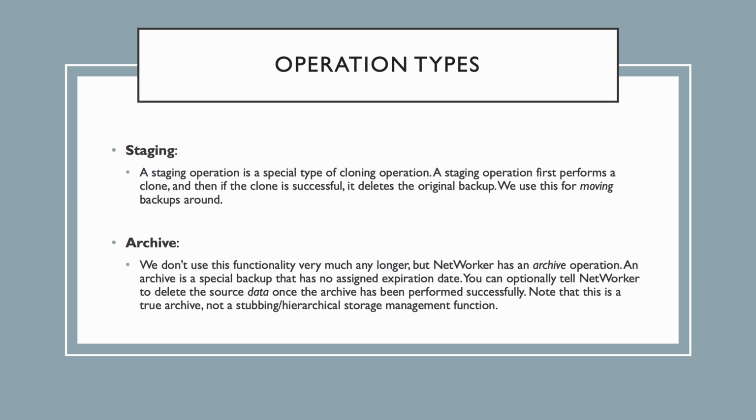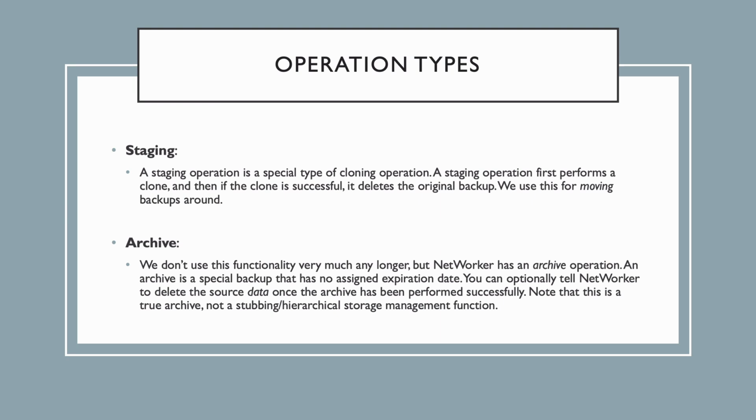There is one other type of operation I'll mention, but we're not going to spend a lot of time on in these videos, and that's the archive operation. An archive in NetWorker is a special backup that's written without an expiration date. That is, you're telling NetWorker you expect to basically keep this backup forever, so to speak. If you really want to, you can even tell NetWorker to delete the source data after the backup has been performed successfully. It's important though to know if you use the delete option, this is a true archive operation. There is no stubbing performed at all.